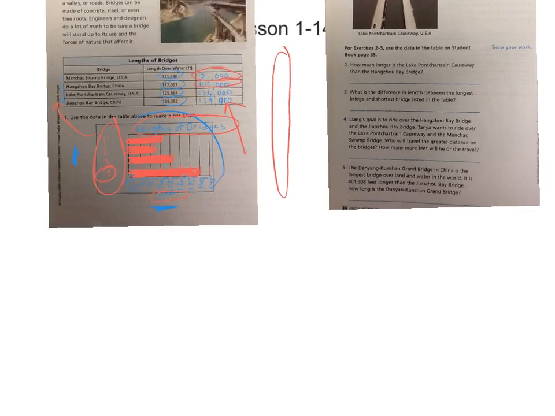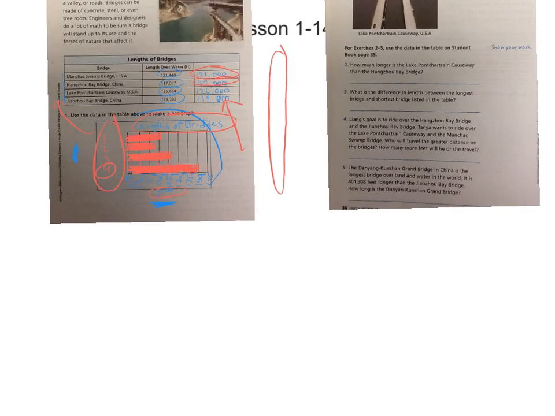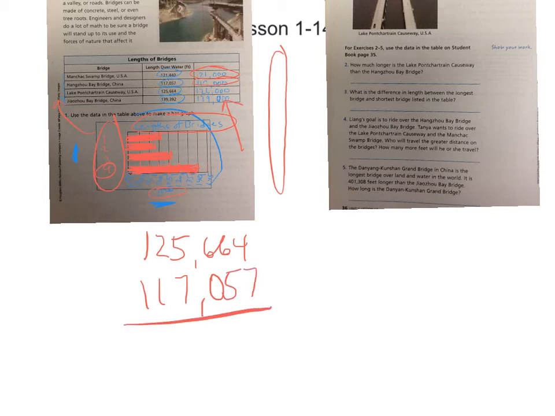So number 2, and we're going to do a whole lot of shrinking and expanding, but maybe not. Maybe I can do it on the bottom here. Number 2 says, how much longer is the Pontchartrain Causeway than the Hangzhou Bay Bridge? You know right now that the length of Pontchartrain is going to be the bigger number because it says that one is longer. It's asking that. So 125,664. And what you do is you minus the length of the Hangzhou Bay Bridge, which is 117,057. Okay? And then the difference we get is how much longer the bigger one is.